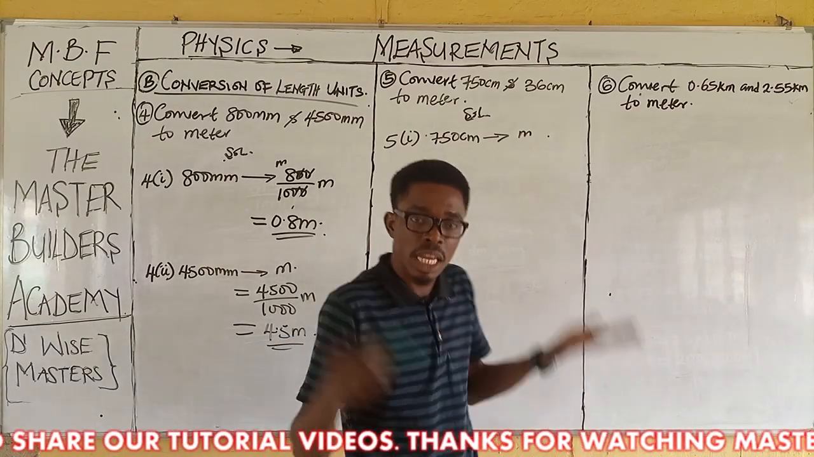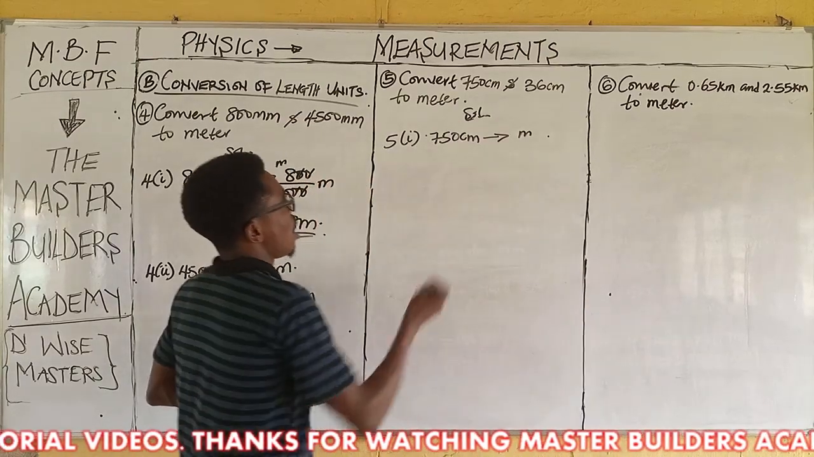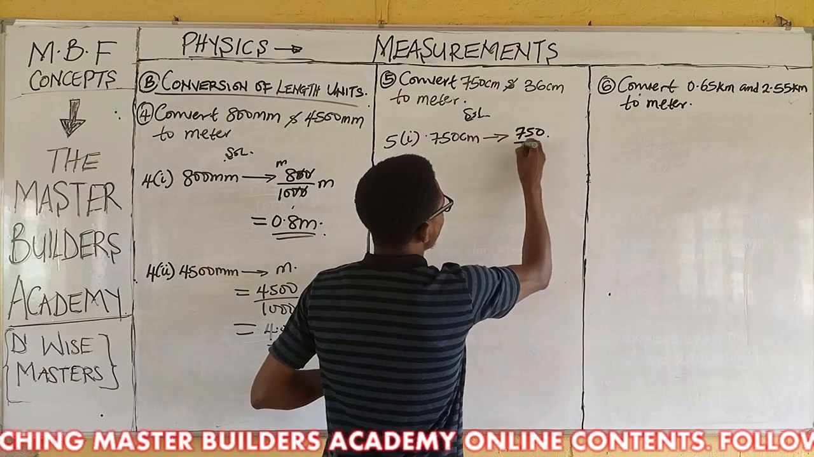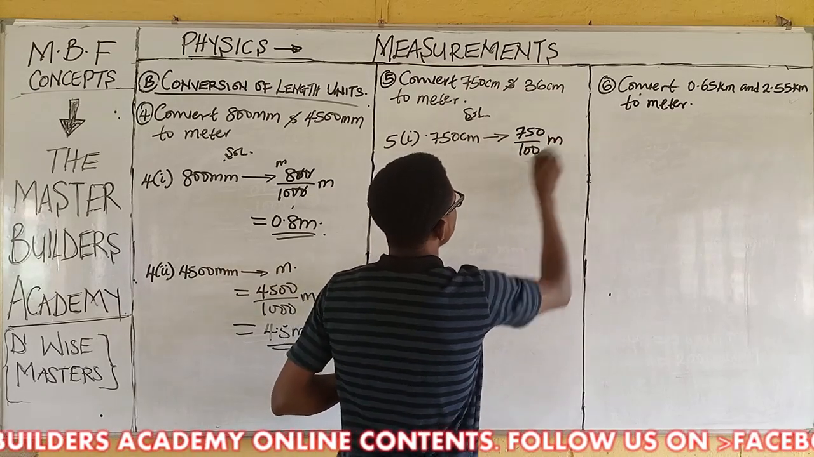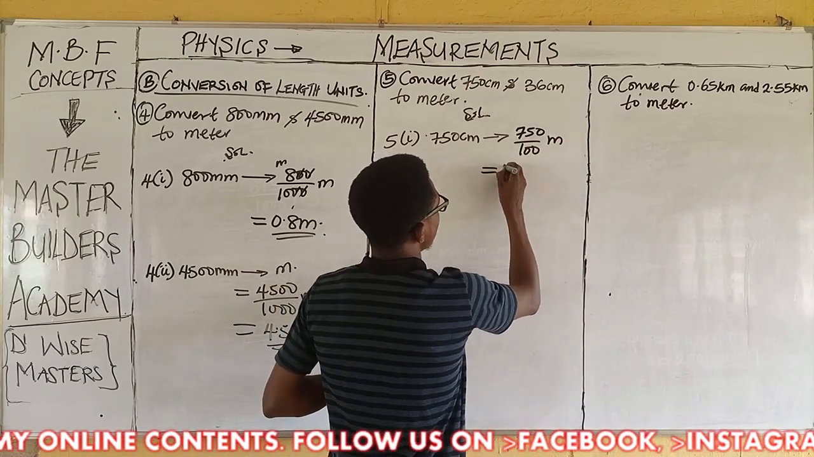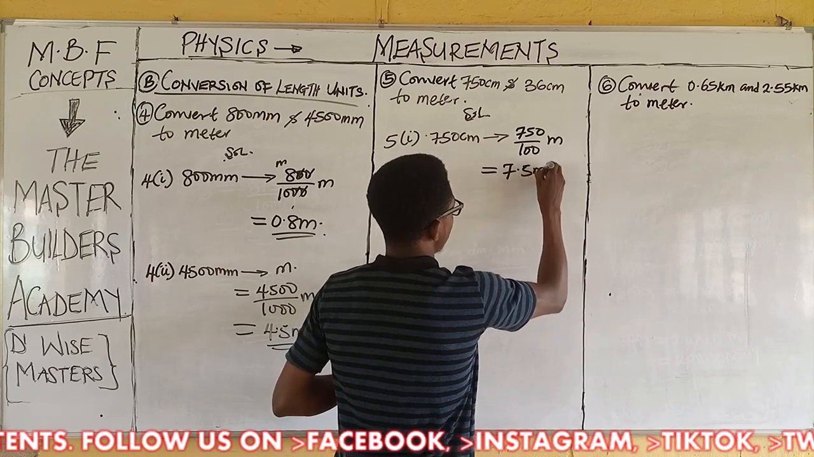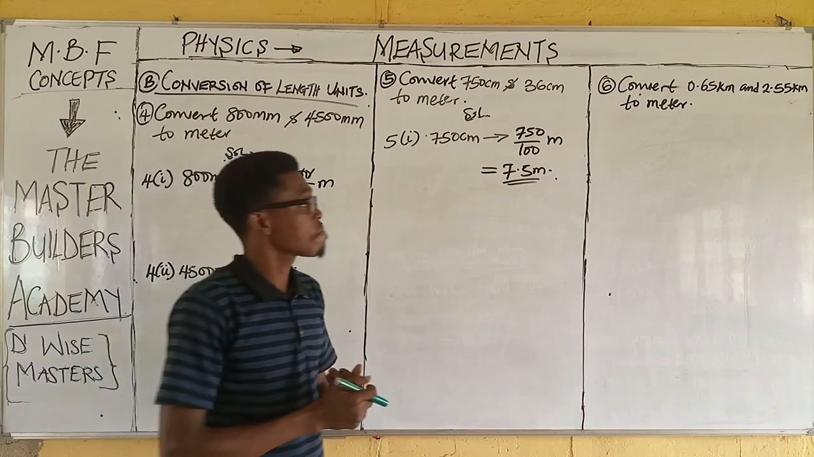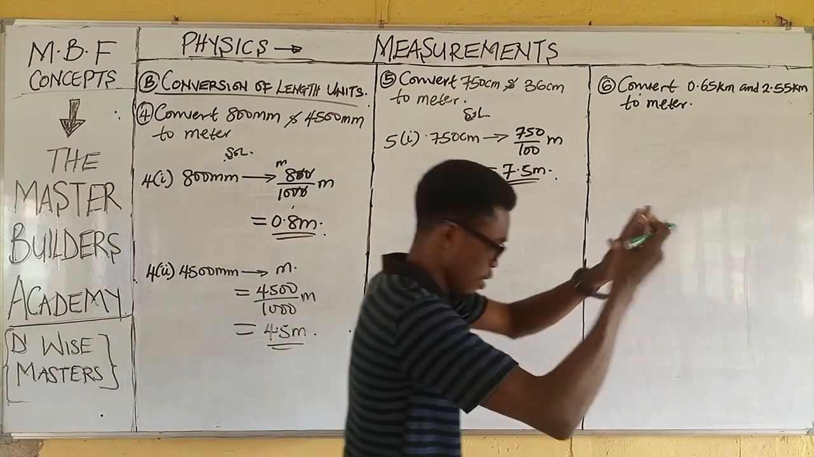If this is taken, then we are done with this problem here. All we just need to have now is 750 over 100. Now in meter, the answer to this becomes 7.5 meters. I finish as this. As simple as this.